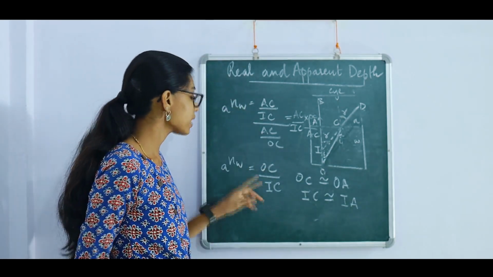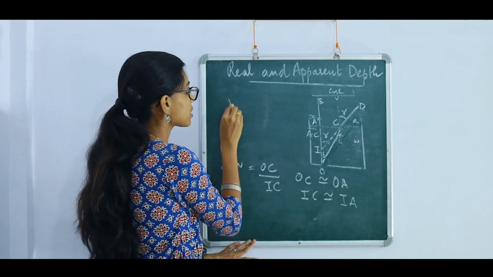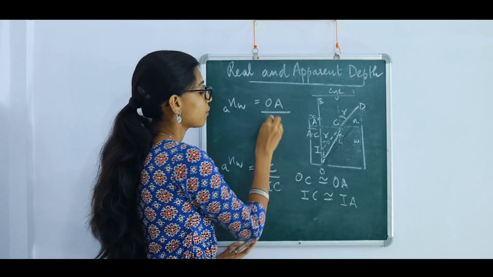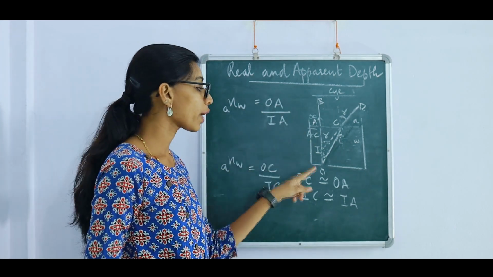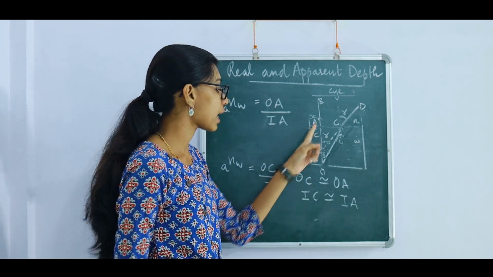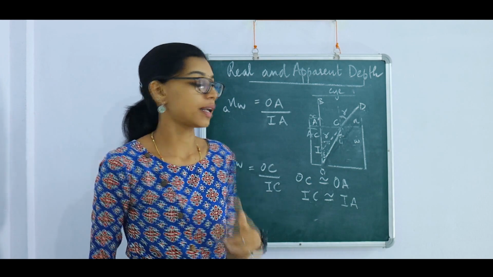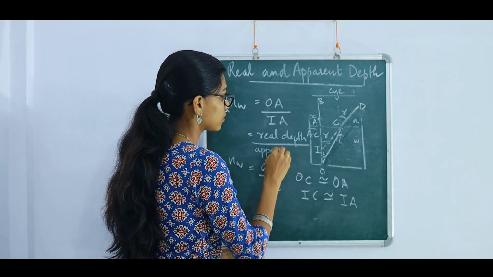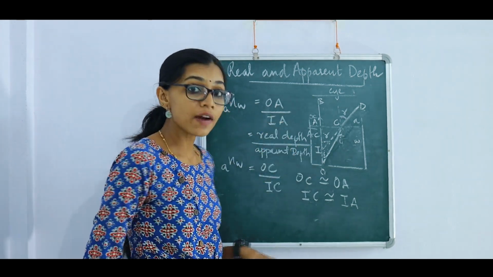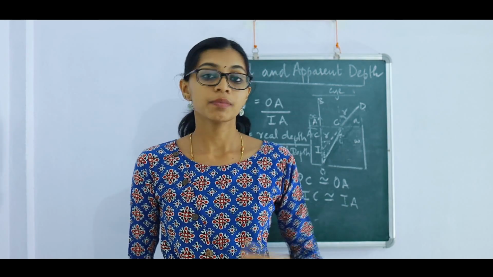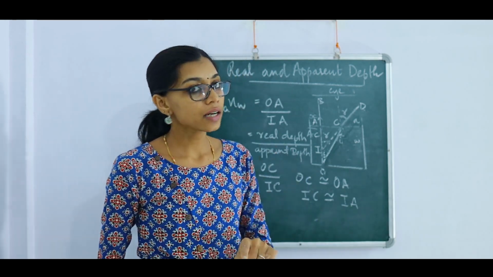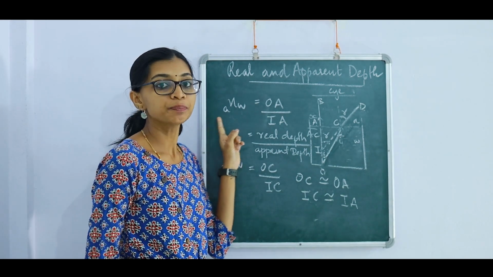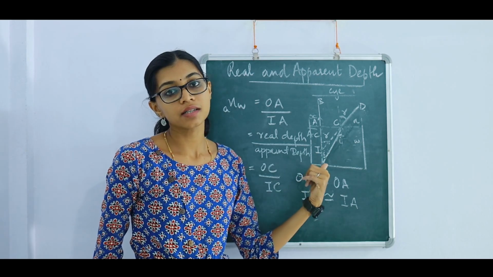So what can I write about NWA? In place of OC, we write OA, and in place of IC, we write IA. What is OA? OA is the real depth. And what is AI or IA? That is the apparent depth. So this is real depth by apparent depth. So the refractive index of the first medium with respect to the second medium, here the light ray was going from water to air, so the refractive index of water with respect to air is real depth by apparent depth.